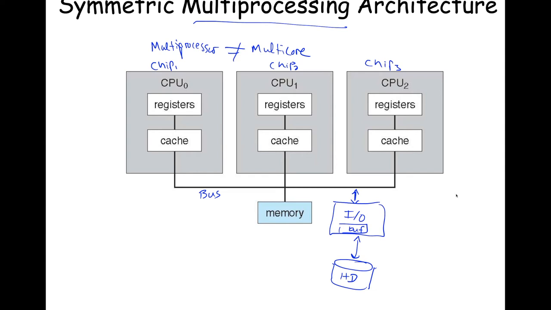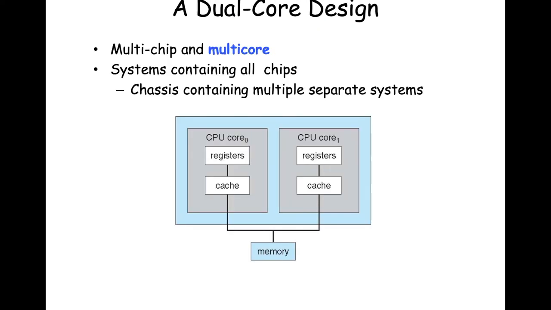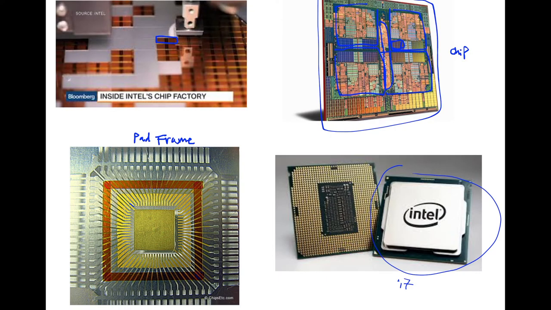Okay, so a multi-core system is depicted here. In this figure, we have one chip, chip number one. And on that single chip, you have two cores. Now, we showed an example of that here. This is a single chip, and here's my first core, here's my second core, here's my third core, here's my fourth core.